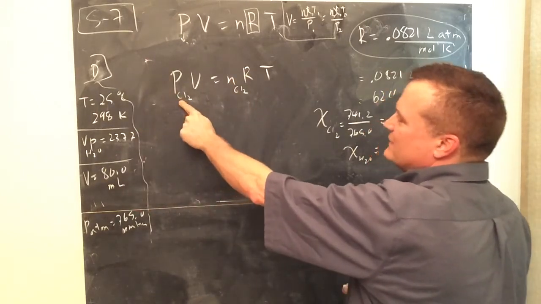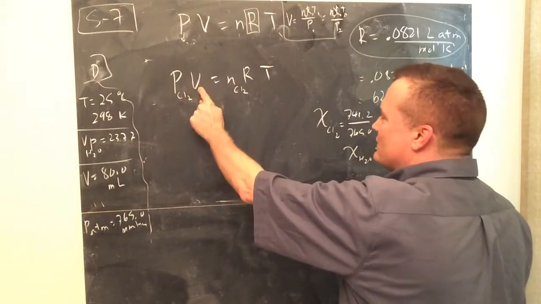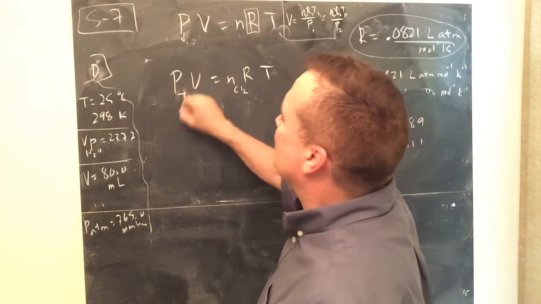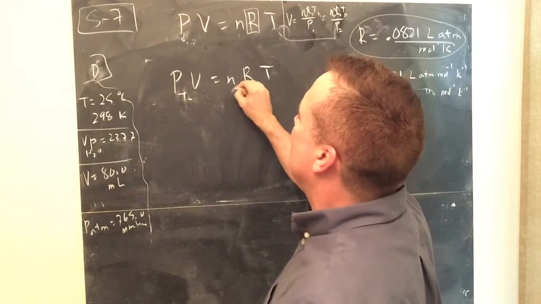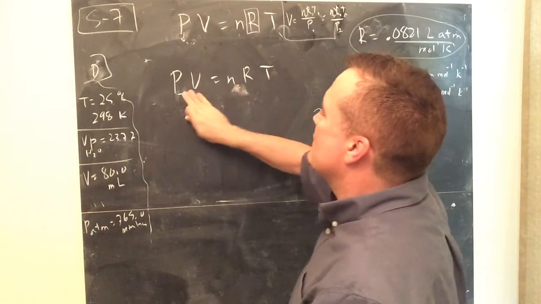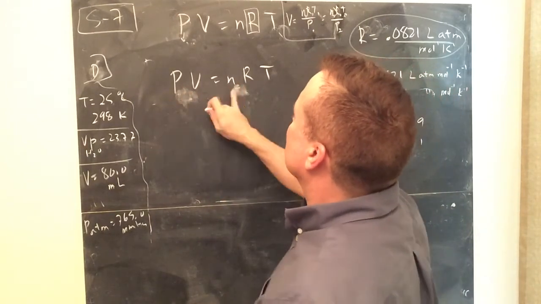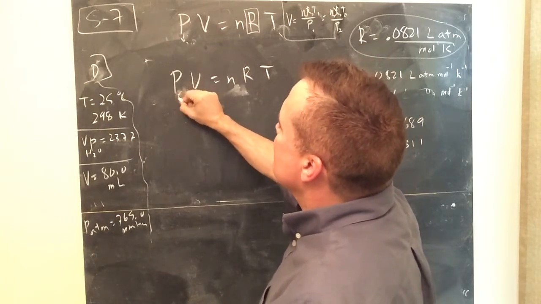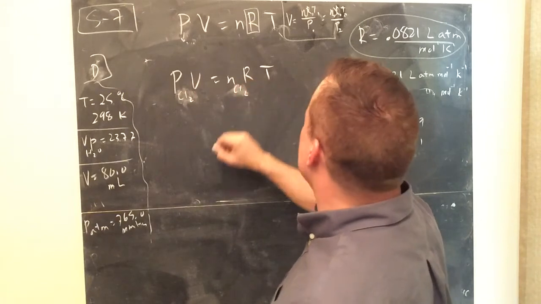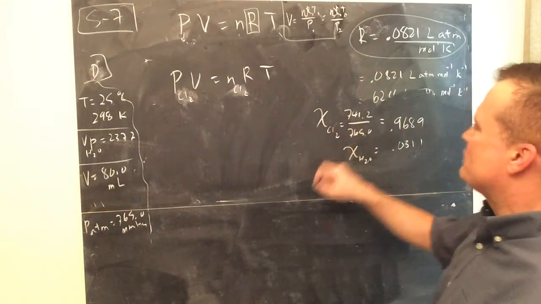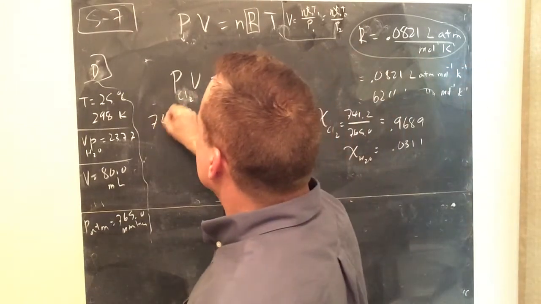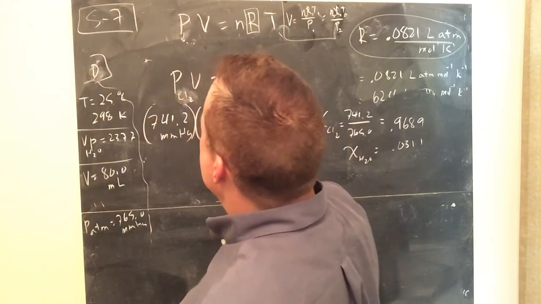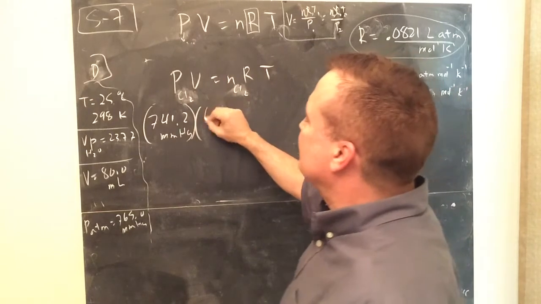But with the pressure of chlorine, if I plug this in, and my volume and temperature, I'm going to get the moles of chlorine. If I plug in my total pressure here, guess what? I'll get the total moles. So this is a little short way to customize PV = nRT. If I put in the pressure of chlorine, I'll get moles of chlorine. So the pressure of chlorine was 741.2.